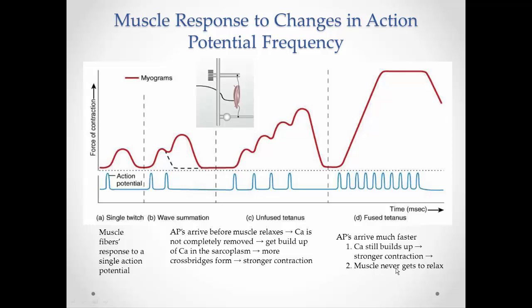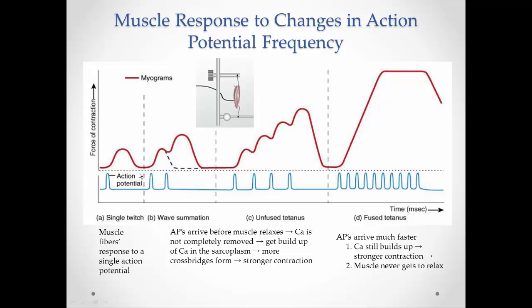Okay? Now if we put the two together, we have what's called a muscle twitch. So here we hit with an action potential. That action potential causes release of calcium. Calcium means we can form cross bridges. Cross bridges form, we get muscle contraction, so the force of the contraction increases. And then calcium gets pumped back into the sarcoplasmic reticulum, so I can't form cross bridges, so the muscle relaxes.